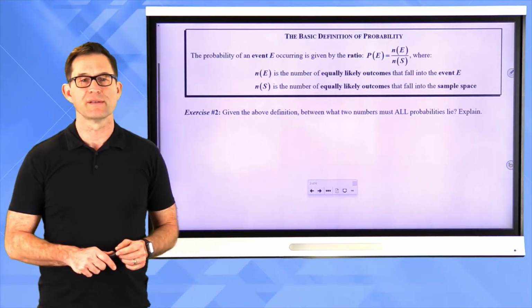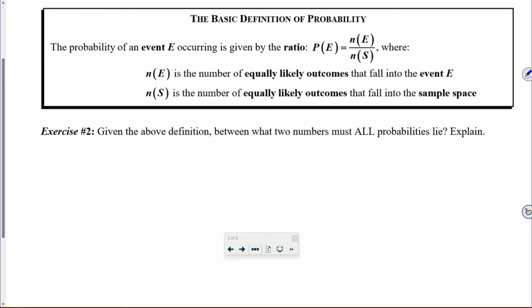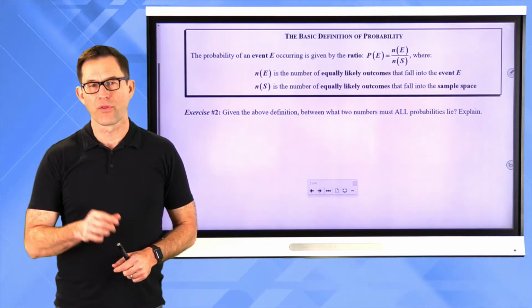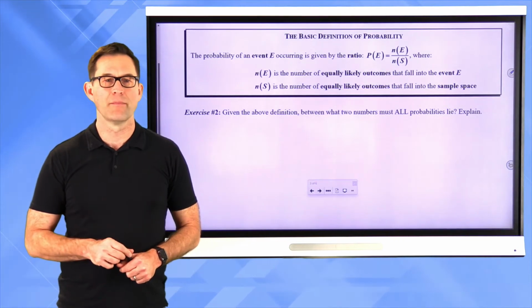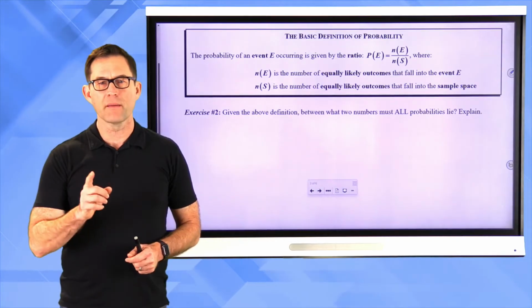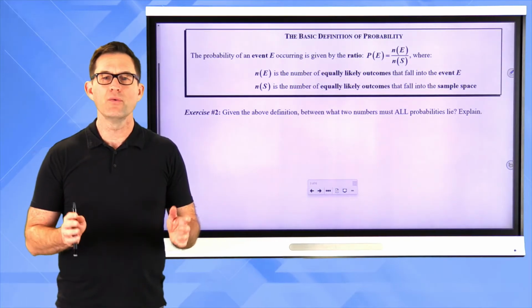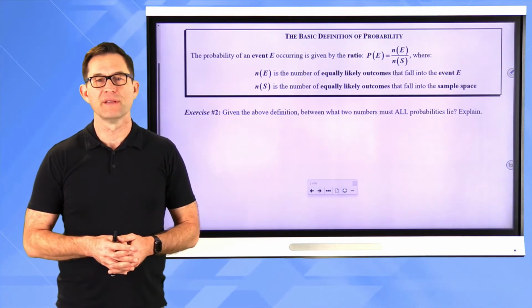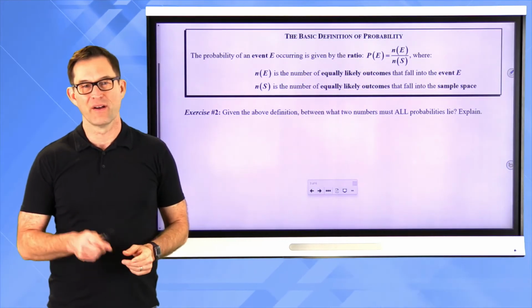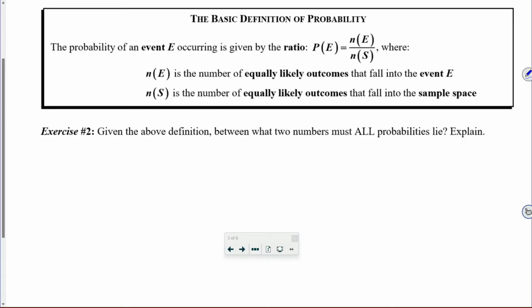Let's take a look at exercise number 2. Given the above definition, between what two numbers must all probabilities lie? Explain. Well, I know that this is a question you've contemplated before when talking about probability. So I'd like you to pause the video right now. And remember, I'm talking about numbers here. Between what two numbers must all probabilities lie given this definition? Pause the video now and see if you can give me an answer.